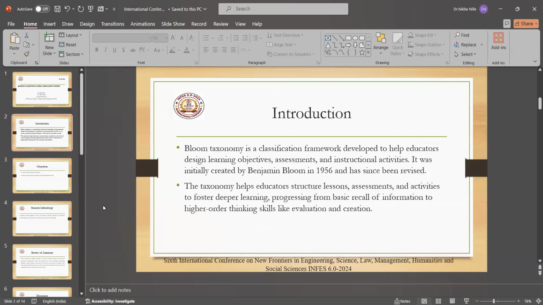So, briefly talking about it, Bloom taxonomy is a classification framework developed to help educators design learning objectives, assessments, and instructional activities, which was initially created in 1956. After it was revised, the taxonomy helps educators structure lessons, assessments, and activities for deep learning, progressing from basic recall of information to higher order thinking skills like evaluation and creation.